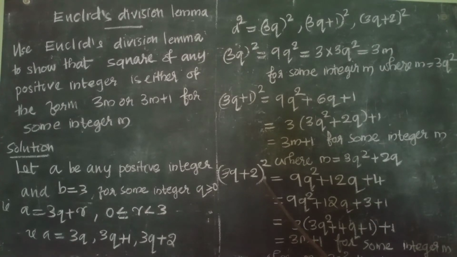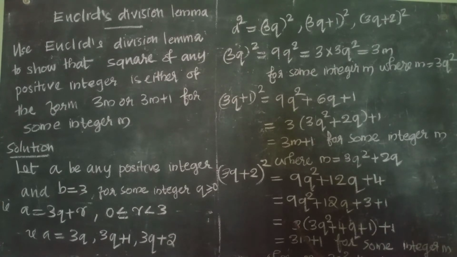This also we can expand by using the identity a plus b whole square, that is equal to a square plus 2ab plus b square. So we get 9q square plus 12q plus 4. We need a last plus 1, so plus 4 we can write as plus 3 plus 1. Then you leave the plus 1 last.